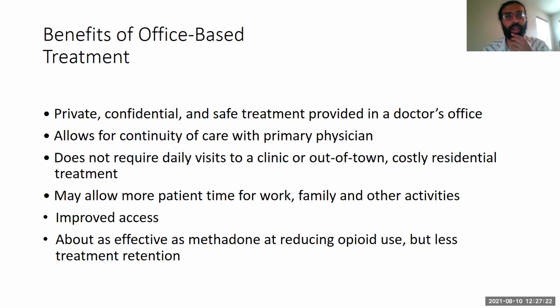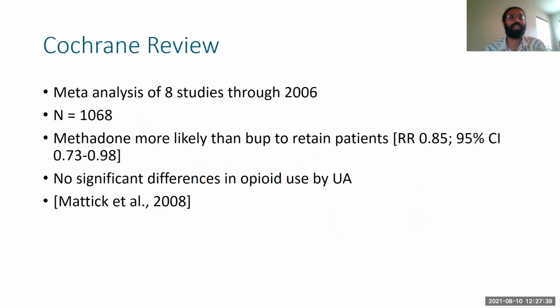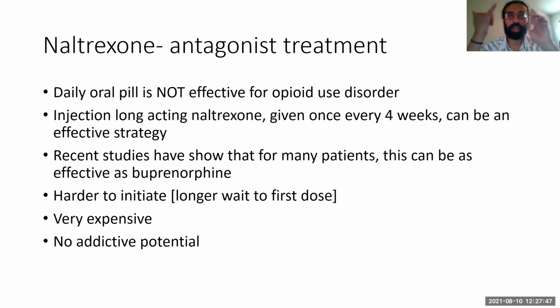And compared to methadone, it's about as effective in terms of treatment retention, in terms of reducing opioid use, in terms of mortality reduction, and has certain benefits. It's a lot safer, but generally has less treatment retention compared to methadone. And again, I think it's because there's a subset of patients who may just benefit from the structure provided by methadone maintenance treatment. So that's methadone, that's buprenorphine, and naltrexone is our antagonist treatment.